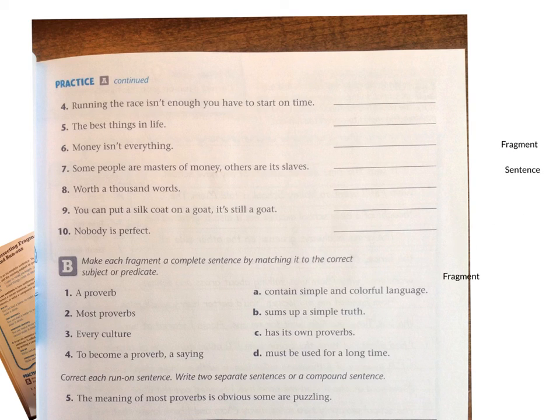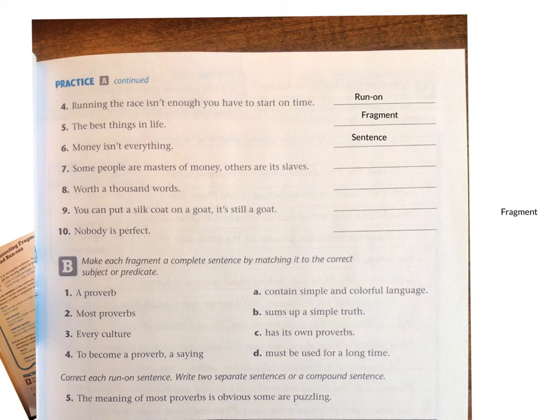Number 4 says, "Running the race isn't enough. You have to start on time." And this, of course, is a run-on. Okay. And then "The best things in life" is a fragment. "Money isn't everything" is a sentence. All right. That should give you a good basis to get started on this practice. To finish practice A, you need to do 7, 8, 9, and 10.